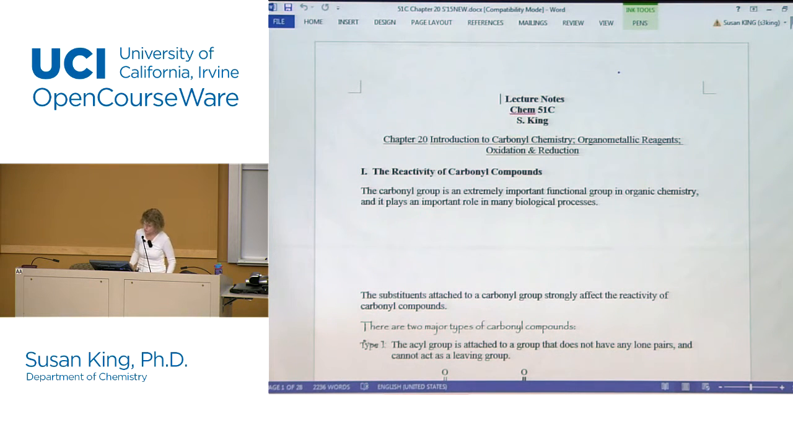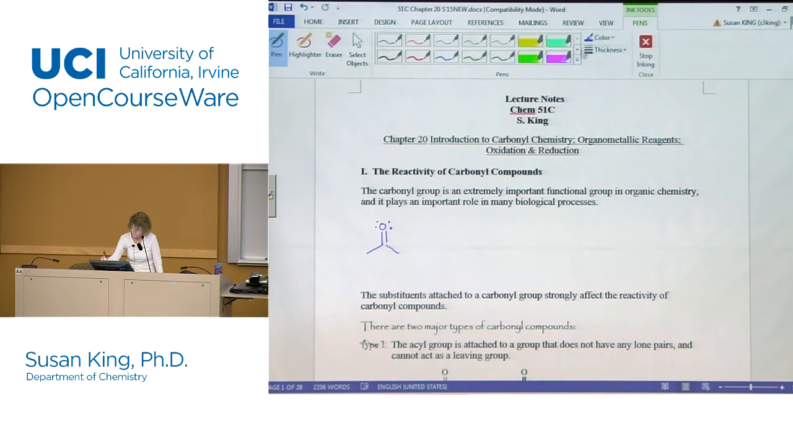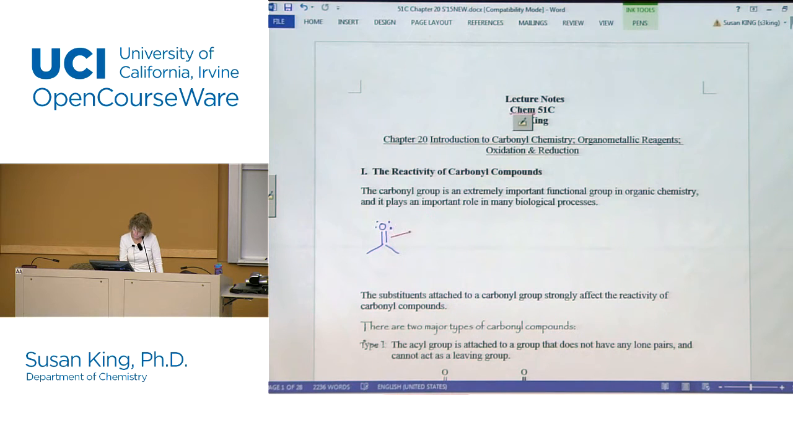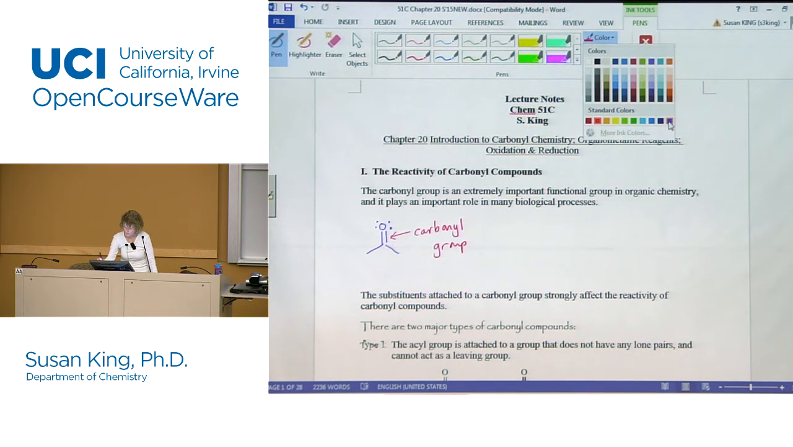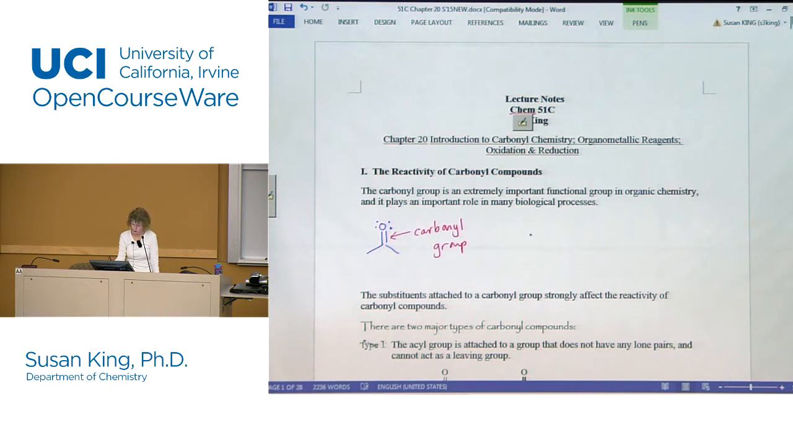All right, so what do we know about carbonyl compounds? It's an extremely important functional group in organic chemistry and in biology, too. It plays an important role in many biological processes. So here's a carbonyl group. This is a carbonyl group. And what do we know about structure? Well, structure-wise, we know that we have sp2 oxygen and sp2 carbon. Let's draw out the structure. I'm going to kind of lay this on its side.